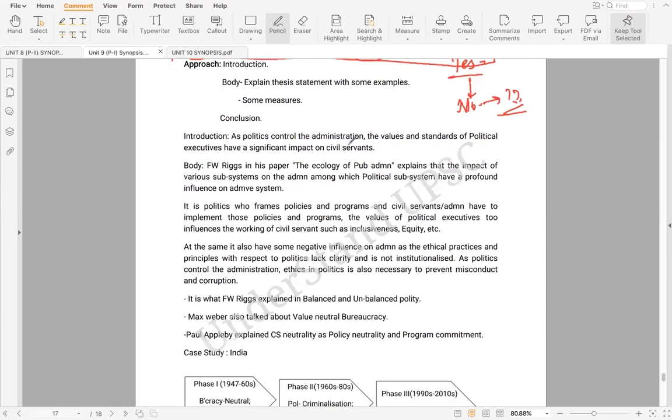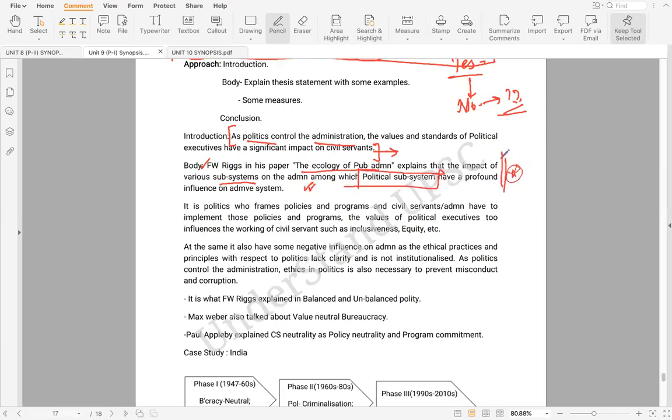As politics controls the administration, the values and standards of political executives have a significant impact on civil servants. We have just told why they have an impact, because of the direct control of politics over the administration. Fredericks, in his paper The Ecology of Public Administration, explains the impact of various subsystems on the administration, among which the political subsystem has a profound influence on the administrative system.